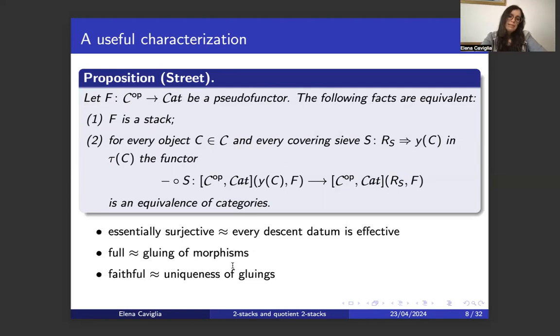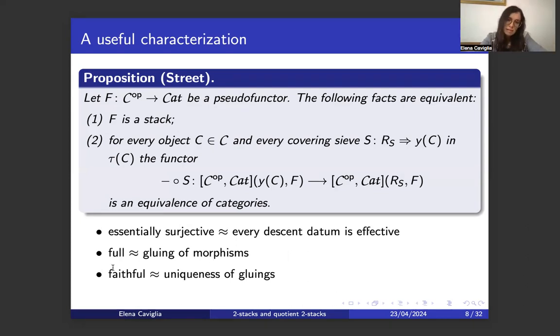And so we have that the conditions of equivalence of categories, so the essential surjectivity and the faithfulness, are translated into the usual conditions of stacks. So the fact that this pseudo-functor is essentially surjective is saying that every descent datum with respect to the sieve S is effective.